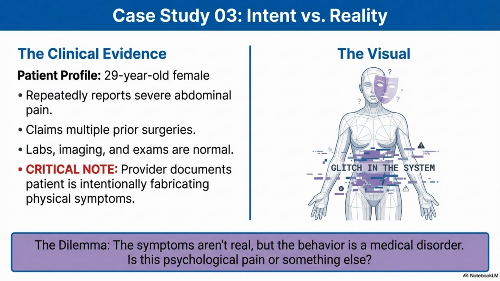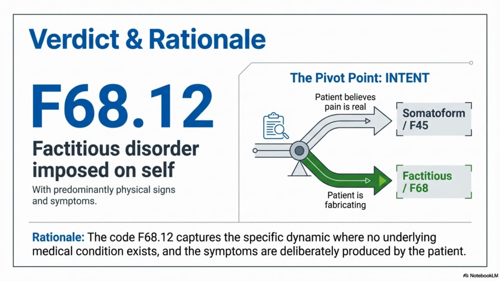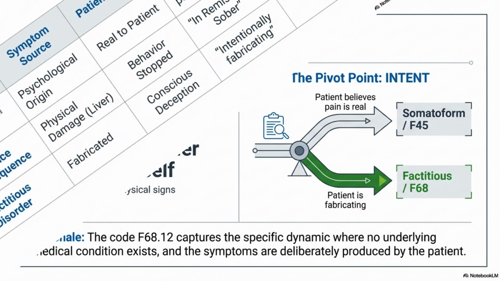This isn't psychological pain. This isn't somatoform disorder. This is deliberate symptom creation. So once intent is documented, the coding path becomes very clear. We assign F68.12, factitious disorder imposed on self, with predominantly physical signs and symptoms. This code captures the key factor that separates this condition from others. The symptoms are being intentionally produced.